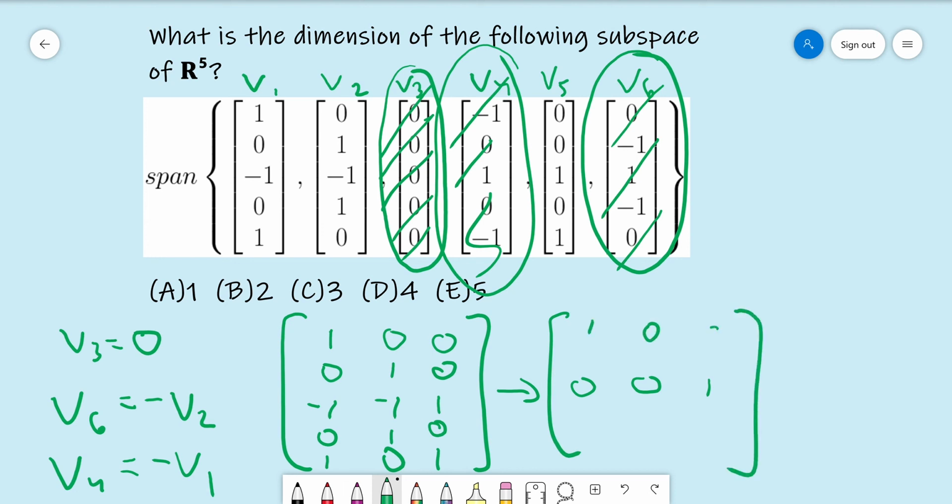So there we go. 0, 1, 0, and 1, 0, 1. So now, the first 3 rows are in echelon form, which means that the columns are linearly independent. So our answer is C3.